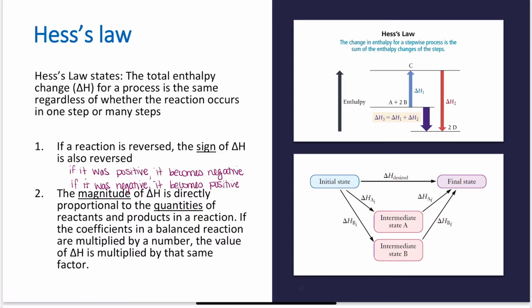The magnitude of delta H is directly proportional to the quantities of reactants and products in a reaction. If the coefficients in a balanced reaction are multiplied by a number, the value of delta H has to be multiplied by that number as well. Remember, we told you delta H is specific to the coefficients for the products and reactants we have. We saw in the example with the N2O2 going to NO that when I divided through the reaction by 2, I also divided delta H by 2.